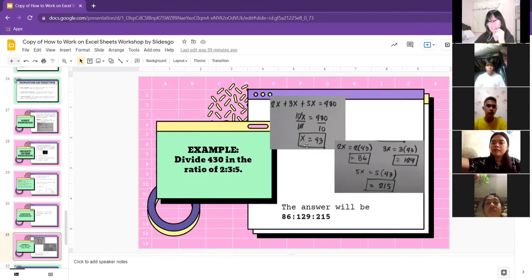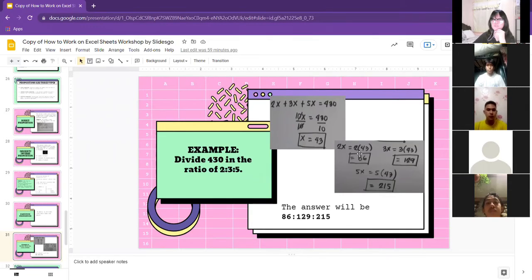So ngayon na nakuha na natin yung x, i-rewrite na ulit natin yung 2x plus 3x plus 5x. Pero yung x, papalitan na natin siya ng 43. So itong 2x, magiging 2 times 43. Yung 3x, 3 times 43. And yung 5x naman, magiging 5 times 43.